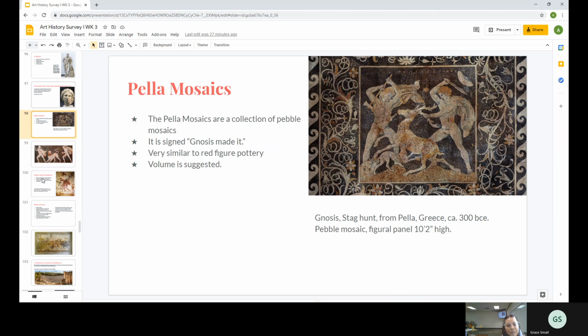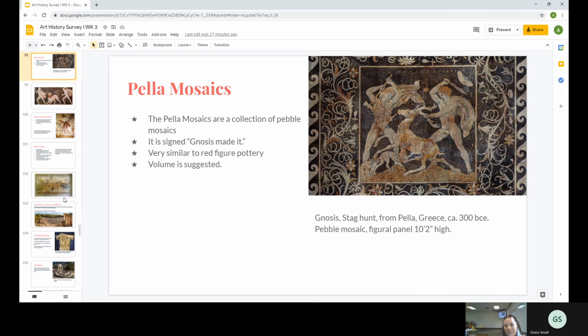Other things that were being made, mosaics. We're going to be talking about mosaics again when we get to Rome. This is part of the Pella mosaics. But I'm going to talk more. Oh, no, this is a pebble mosaic. Early mosaics were made of colored rocks and stuck into concrete or other sticky materials and let dry. This one's made of pebble.